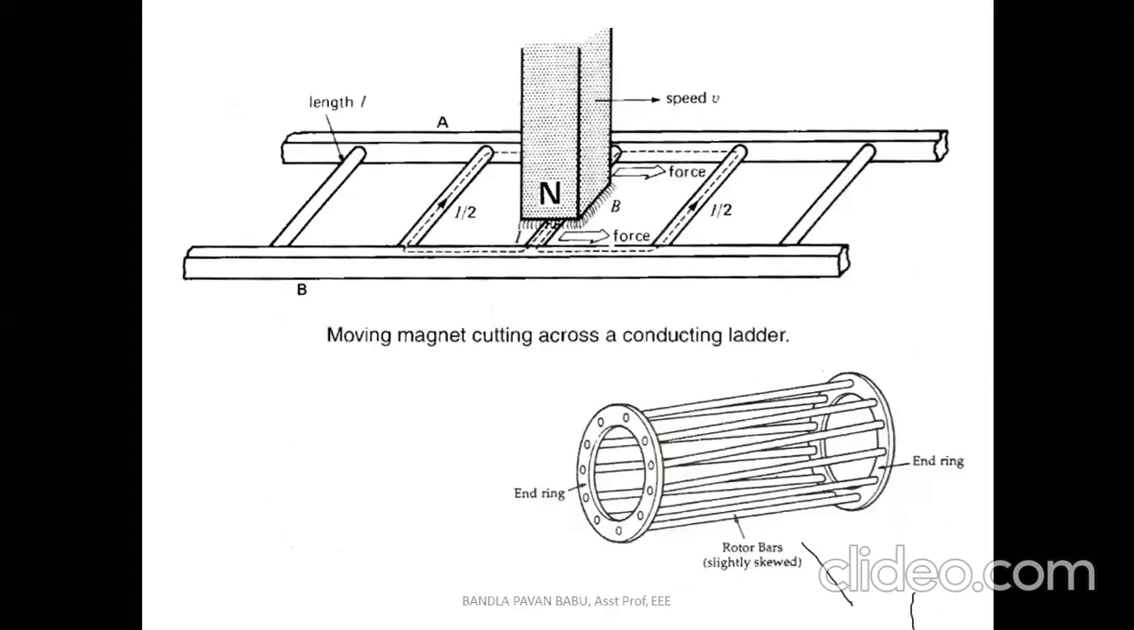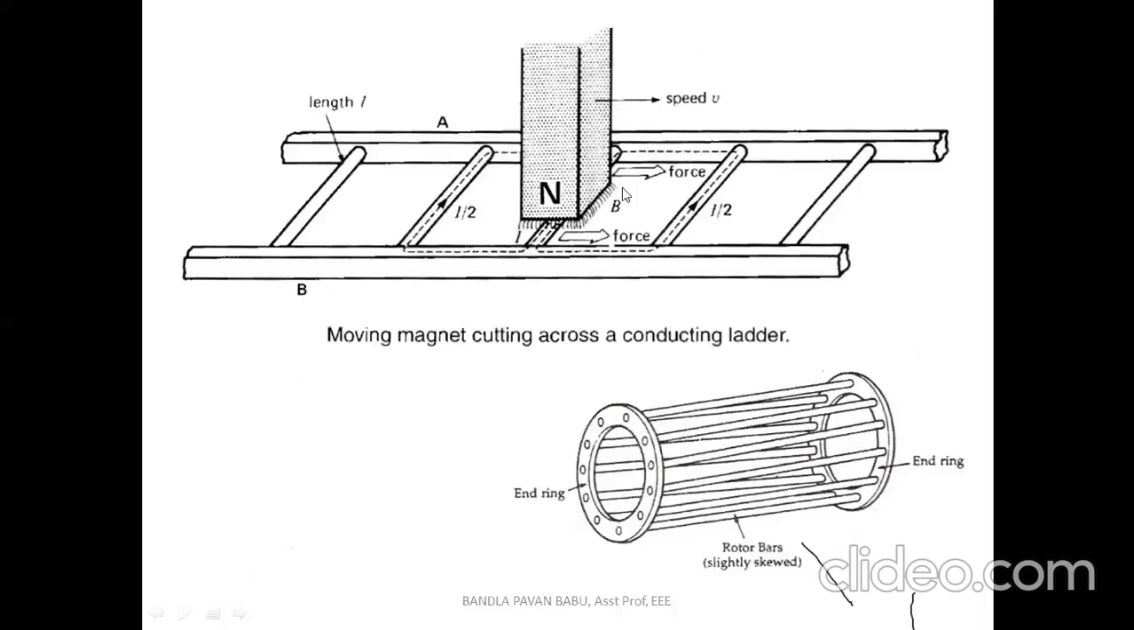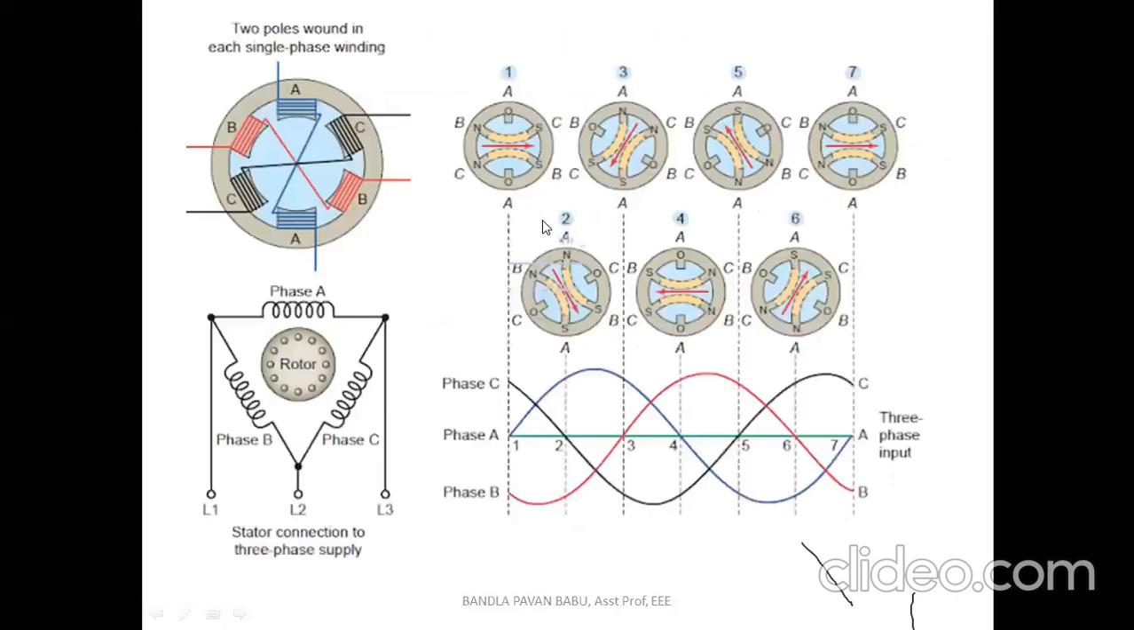Since we have seen the rotor bars here, look at the second diagram. These are all the rotor bars, the squirrel cage rotor. EMF is induced in the conductor while it is being cut by the flux. Why is the flux cut by this rotor? Because in the stator, look at this, there is a rotating magnetic field here.